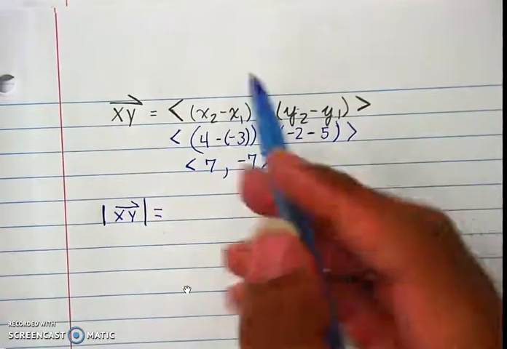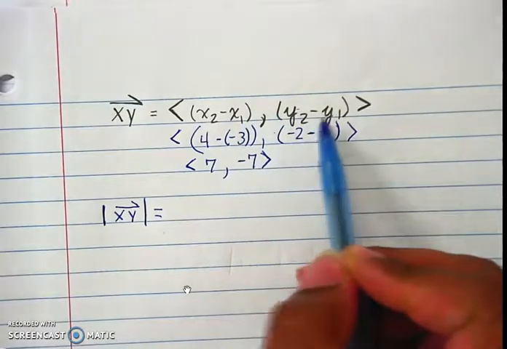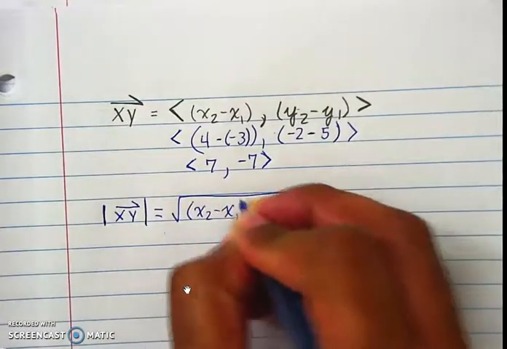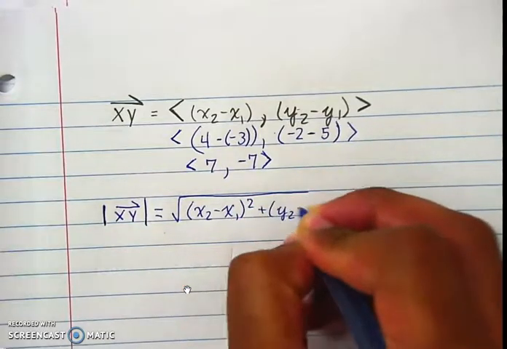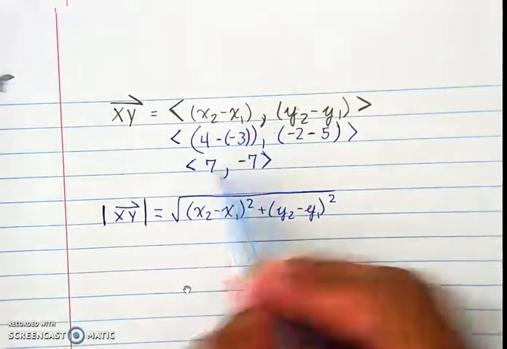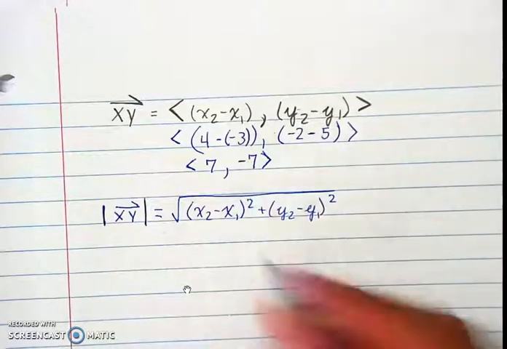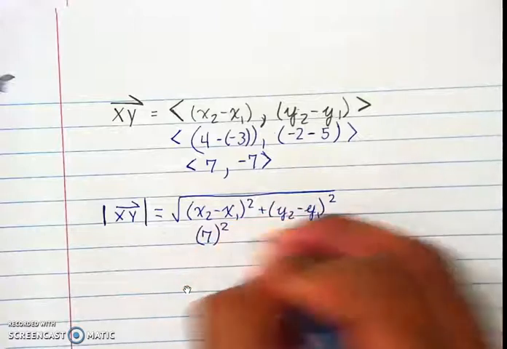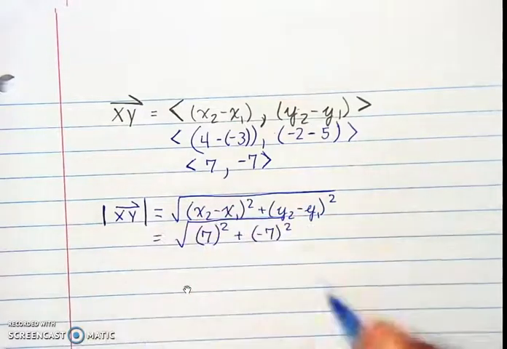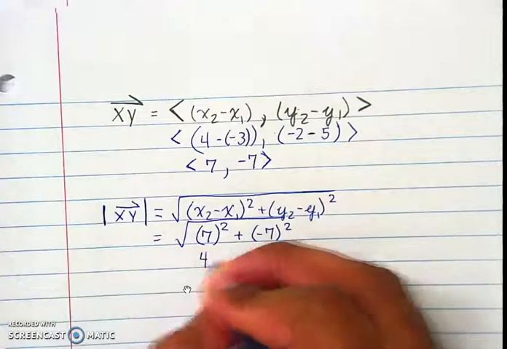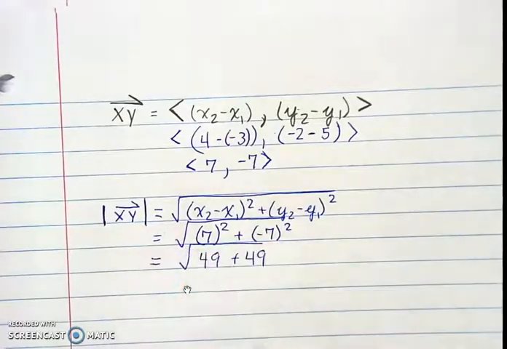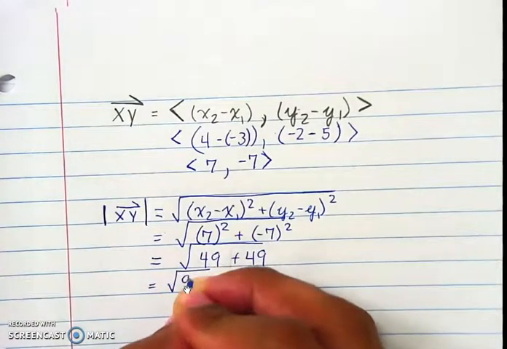So remember, it's your distance formula, and so let's write this down: the square root of x2 minus x1 quantity squared plus y2 minus y1 quantity squared. So we know x2 minus x1 is 7. y2 minus y1 is negative 7. So here we have 7 squared plus negative 7 squared underneath the radical. So that's 49 and 49 underneath the radical. And so here, that'll be the square root of 98.